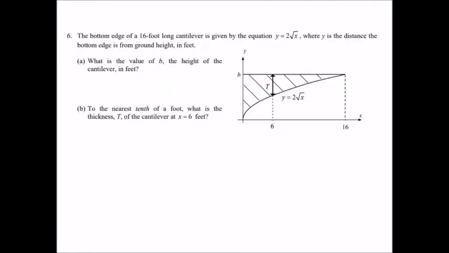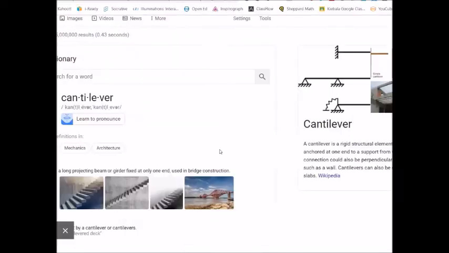Number 6, the bottom edge of a 16-foot-long cantilever is given by the equation y equals 2 square root x, where y is the distance of the bottom edge from the ground in feet. I had to look up what a cantilever was. Here it is. It says it's a long projecting beam or girder fixed at only one end, used in bridge construction.